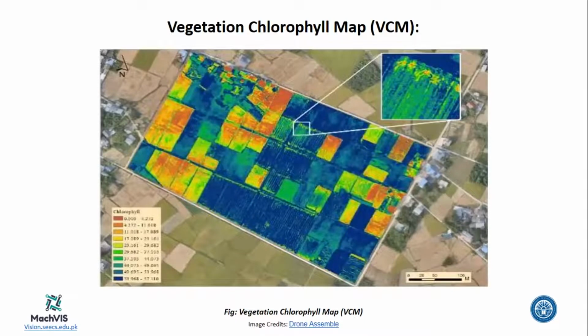So, the vegetation chlorophyll map. You can see most of the regions, even the stressed area, have chlorophyll vegetation. But in this region, no chlorophyll. Same region, different story. Different index, different story.